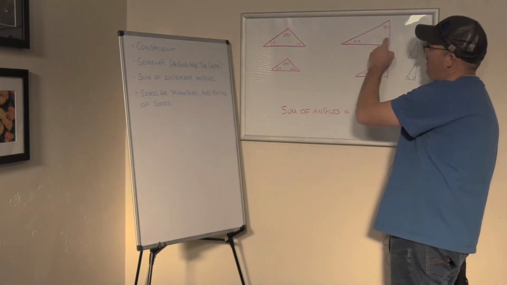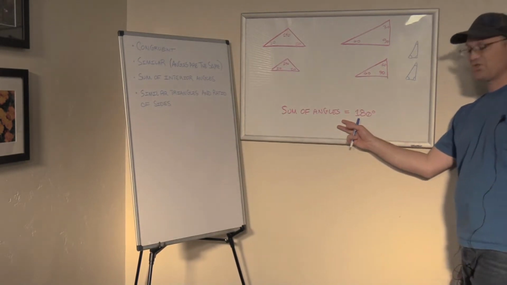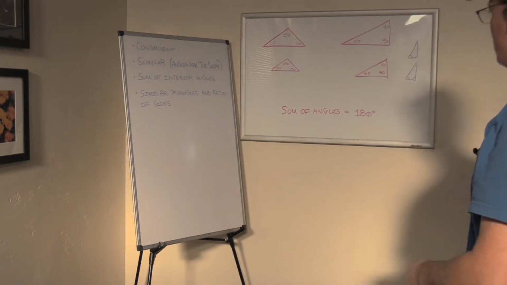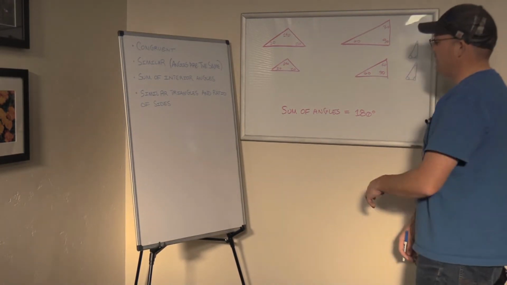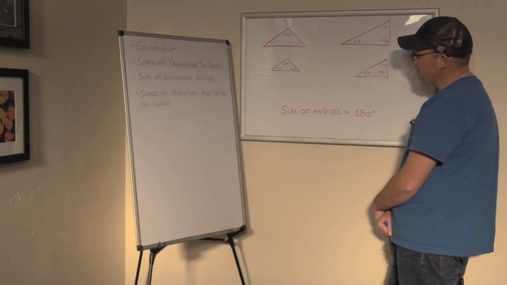Okay, so you can see in all these examples, my angles add up to 180 degrees. This rule is super handy. Surveyors use it a lot. We use it to check for what we call angular misclosure. I'm not going to talk about that in this video, but it's a really important rule of geometry that surveyors have to know.